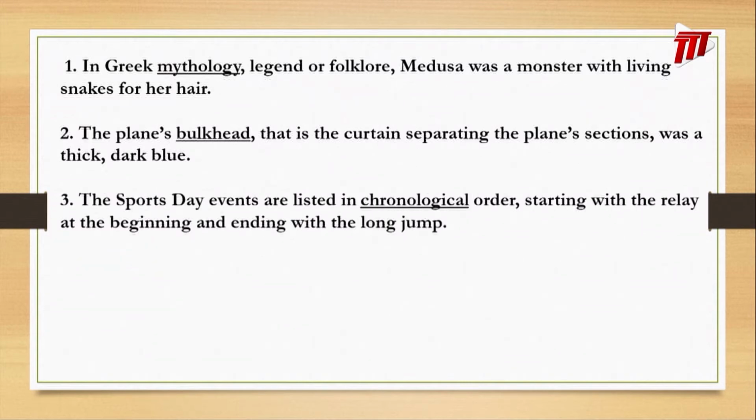The sports day events are listed in chronological order, starting with the relay at the beginning and ending with the long jump. So, what do we mean by chronological? The hint there is the comma after order. Chronological, looking at the sentence, is a type of order from start to finish or beginning to end.